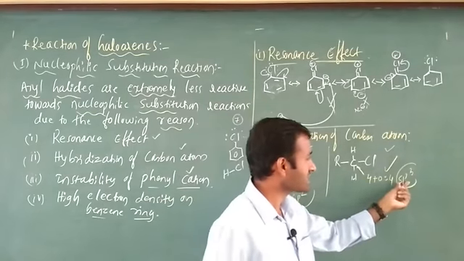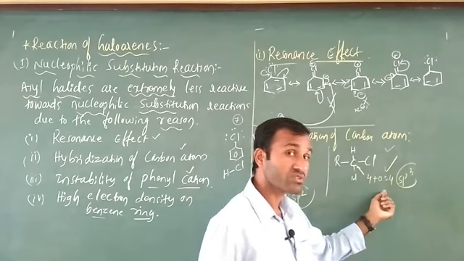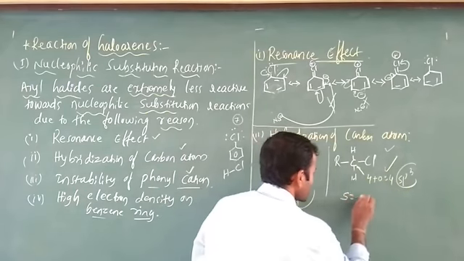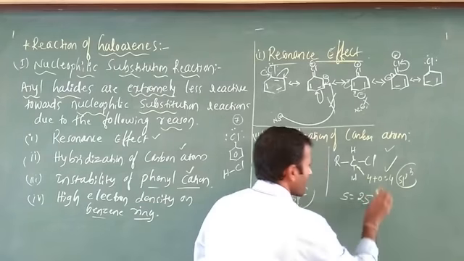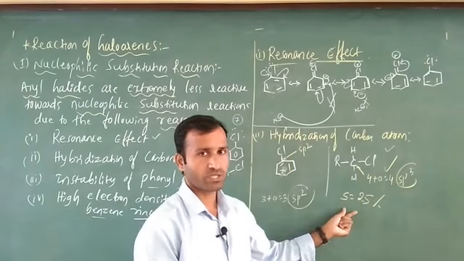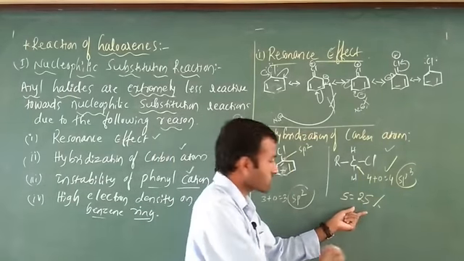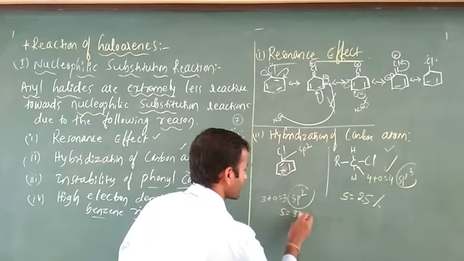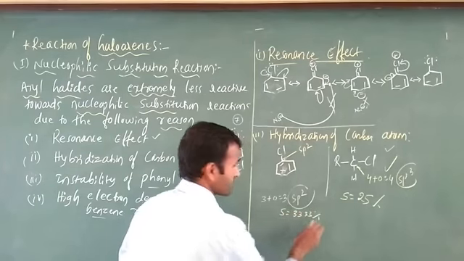In this case, what is the S character percentage? 25%. If you want, you can write, no problem. S character percentage is 25. Don't worry about P. You have to neglect P. What about P? P is 75. 75 plus 25 equal to 100. In this case, what about S character? S character, I think it may be 33.33%.